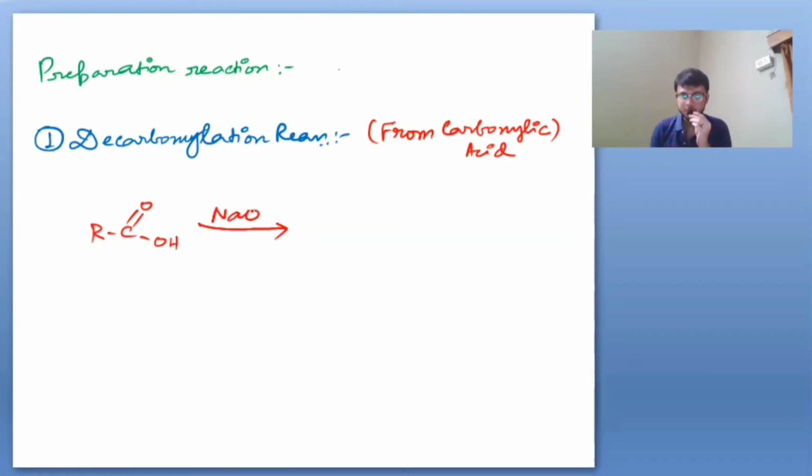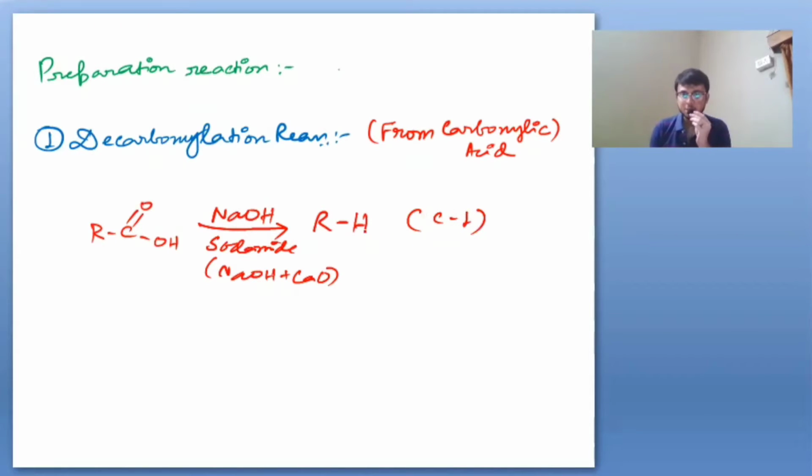That is, we give NaOH or soda lime. So here we also can write it like this, NaOH plus CaO. Okay. So here it gives us RH. So that means it is a C minus 1 reaction.